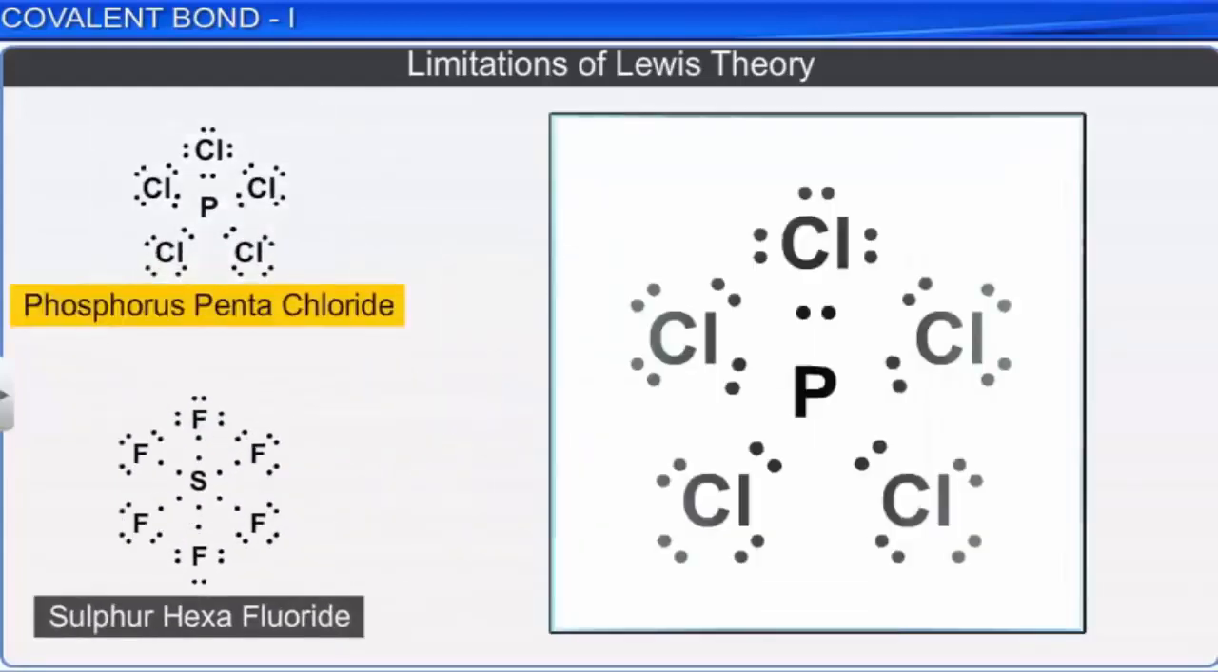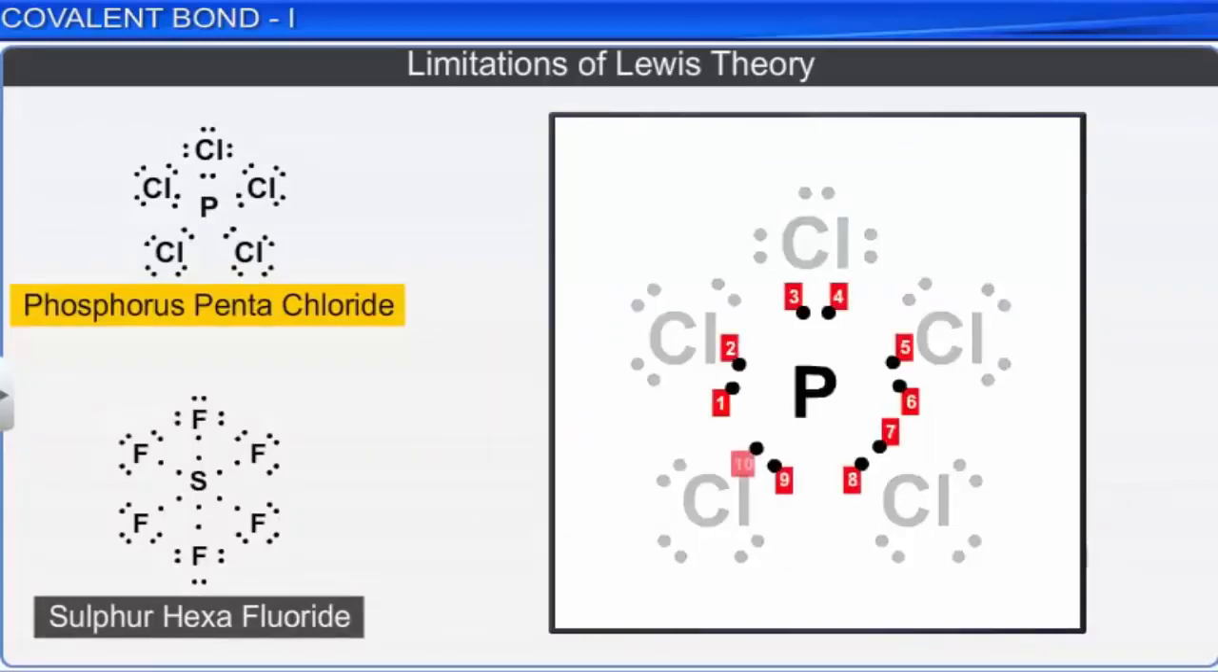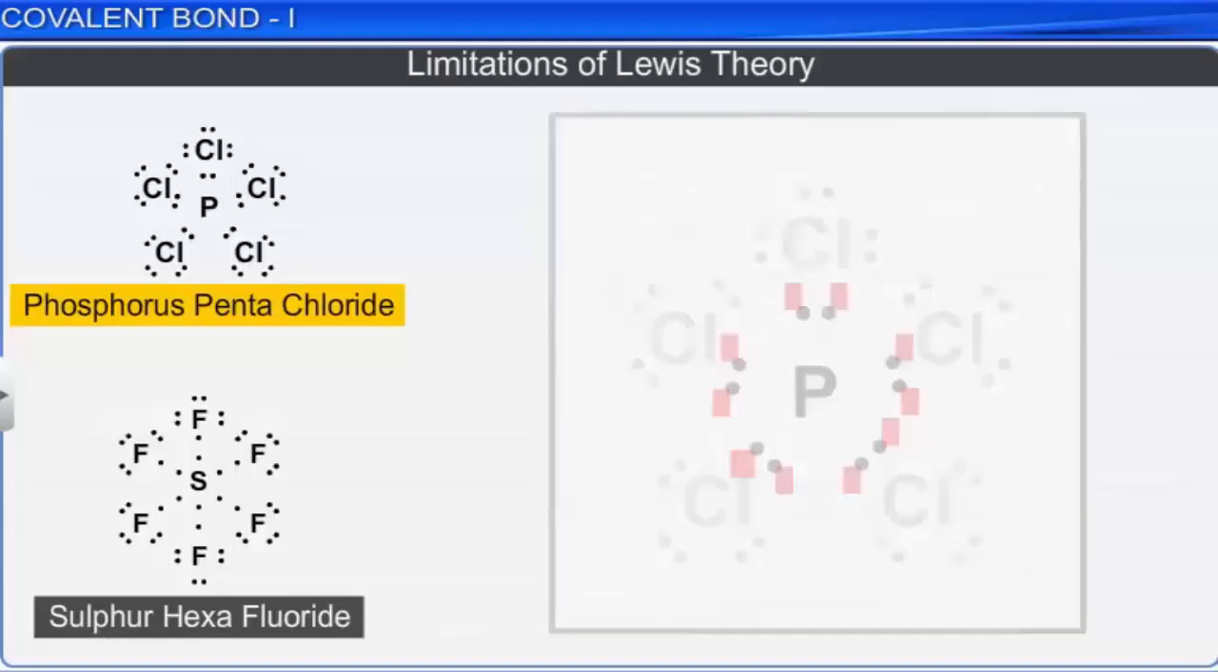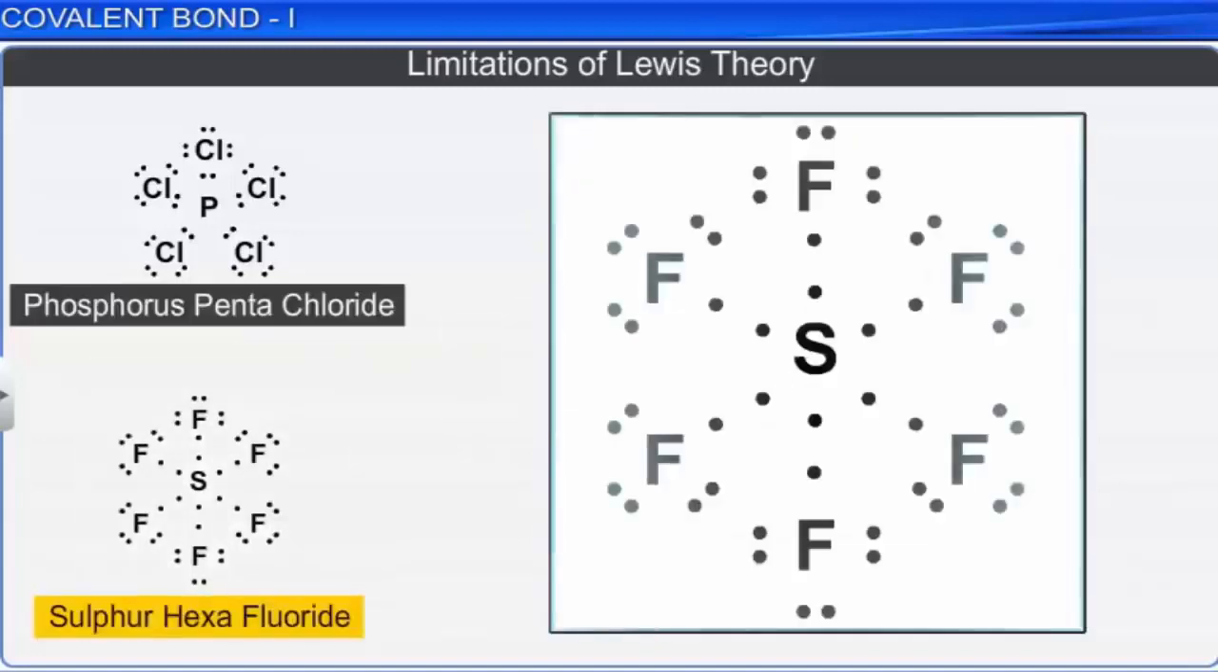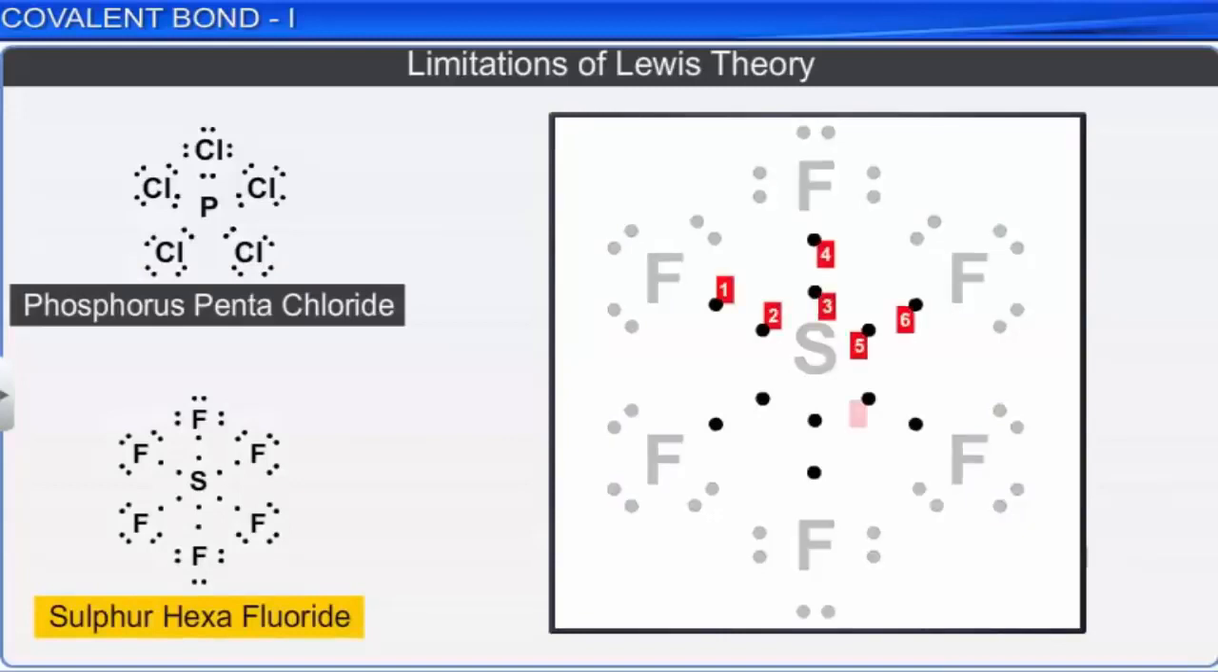In phosphorus pentachloride, phosphorus, the central atom, has 10 electrons in its valence shell. In sulfur hexafluoride, sulfur is the central atom and it has 12 electrons in its valence shell.